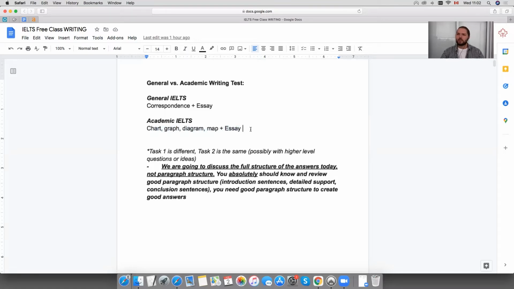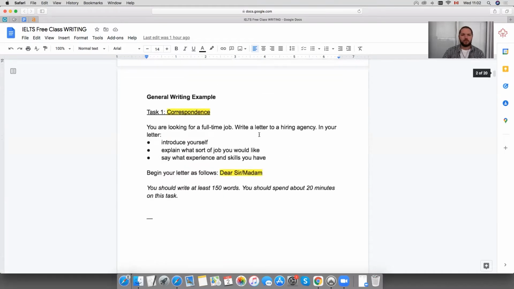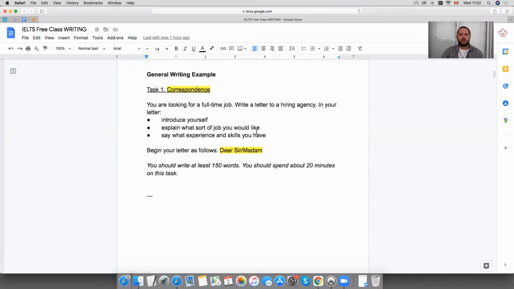Before we talk too much about the individual structures for the writing, let's look at some real questions. For the general writing task one, we have our correspondence, our letter or an email. Let's look at the question. You're looking for a full-time job. You need to write a letter for a hiring agency. In your letter, we need to introduce yourself, explain what kind of job you would like, and the experience or skills that you have.